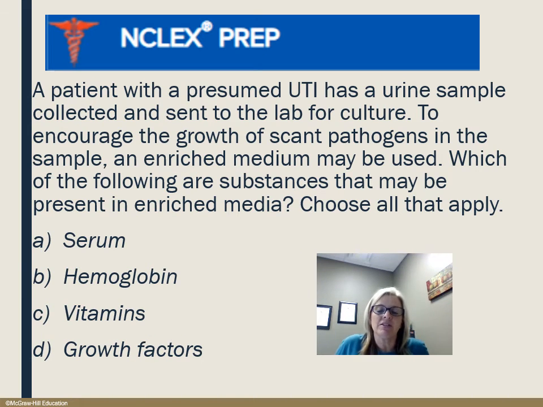So let's see how much you're paying attention, and let's try another NCLEX prep question. A patient that we think has a UTI has a urine sample collected and sent to the lab for culture. To encourage the growth of scant, which means very few pathogens in the sample, that means we don't have a whole lot of bacteria or whatever we think we have in the sample, an enriched media may be used. So which of these following substances may need to be present in an enriched media? So pause this and write down your answer. Oh, and by the way, it says choose all that apply, so you may have more than one.